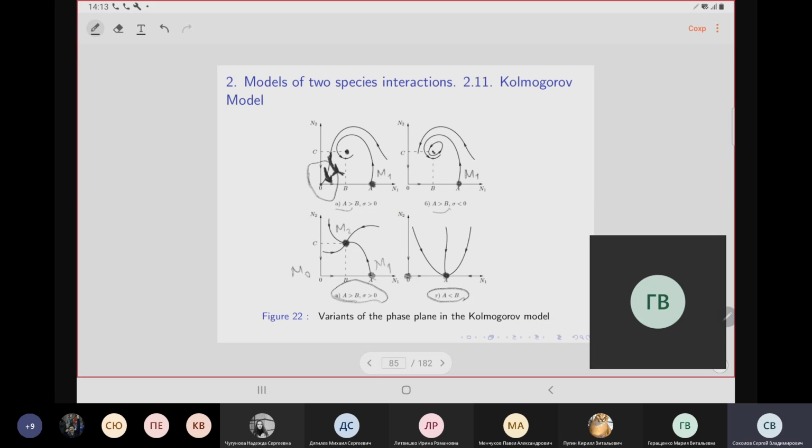So far, we see that our Kolmogorov model is the generalization of the Lotka-Volterra equation. It has all the dynamic types that we have seen in the Volterra equation, but moreover, we have another interesting situation with the limit cycle.